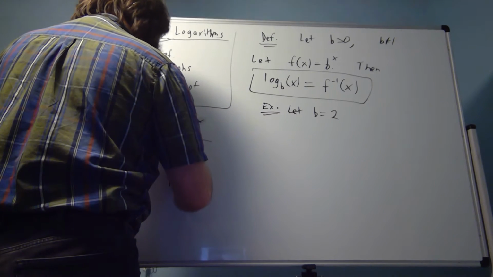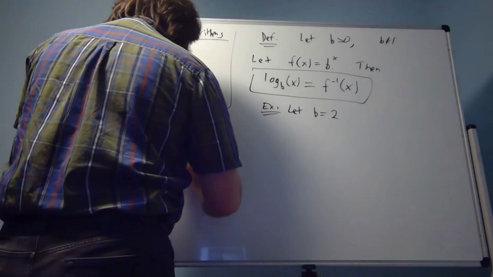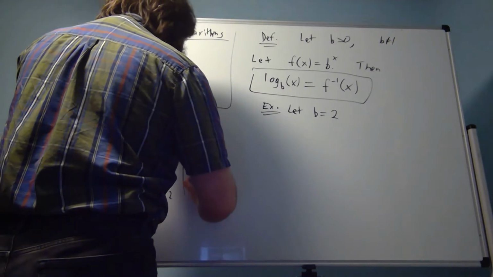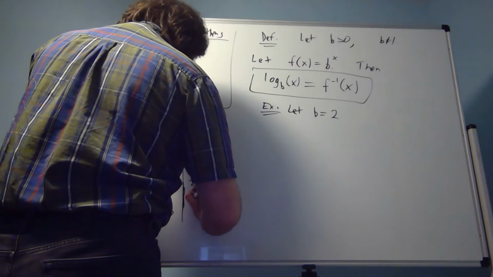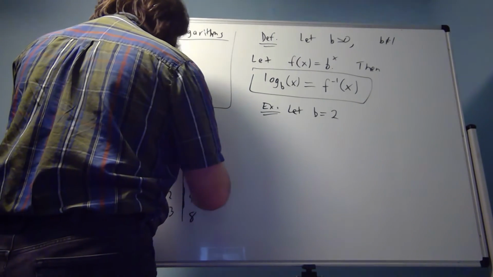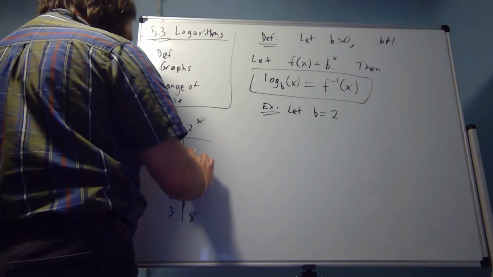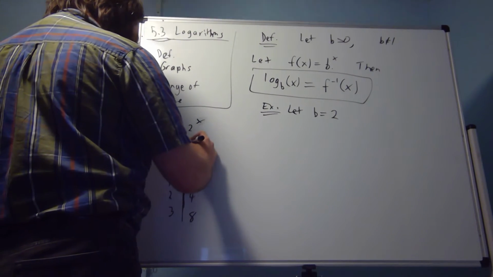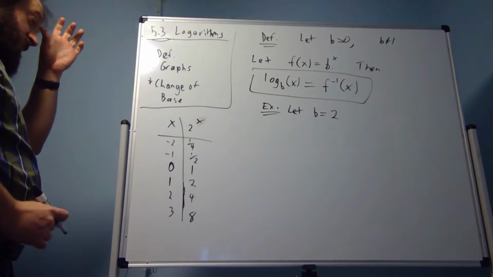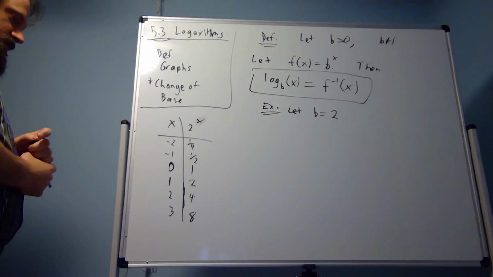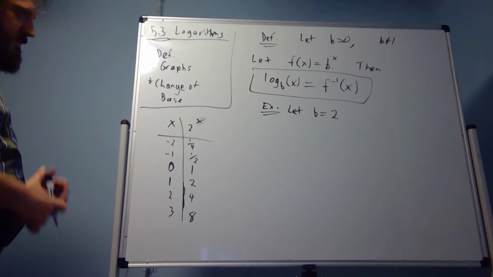So we could have 0, 1, 2, minus 1, minus 2. So 2 to the 0 is 1, 2 to the first is 2, and then 4, 8. And negative powers: 2 to the negative first is actually 1/2. 2 to the negative 2 is actually 1/4. And negative third would be 1/8, and so on.